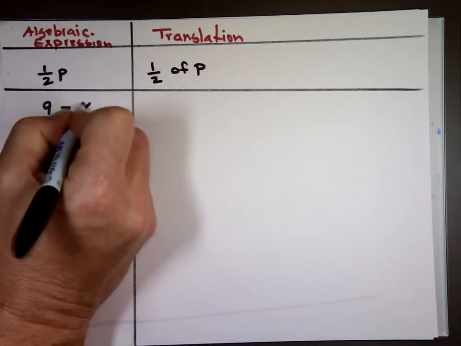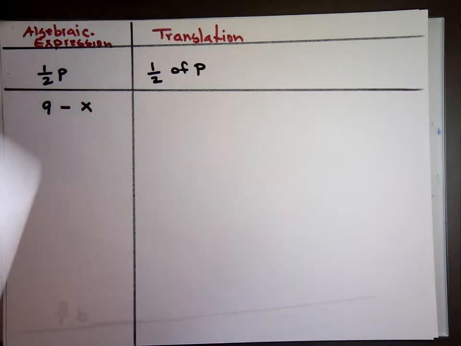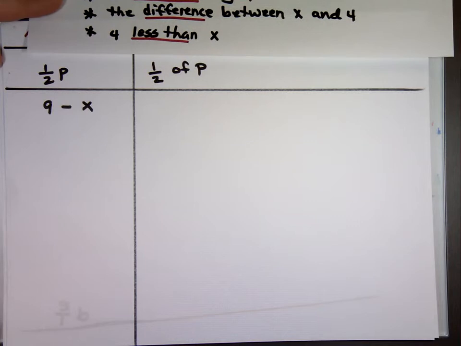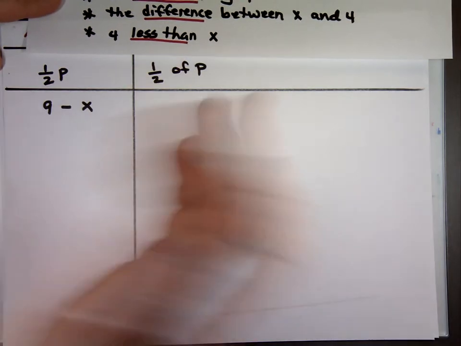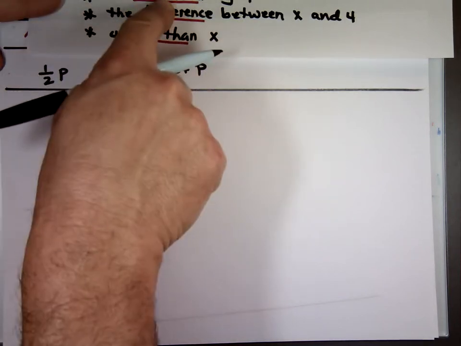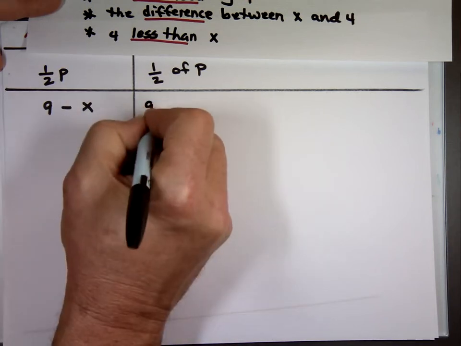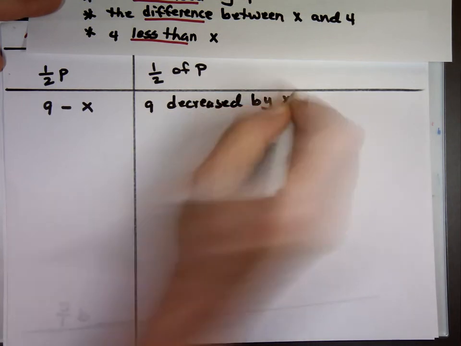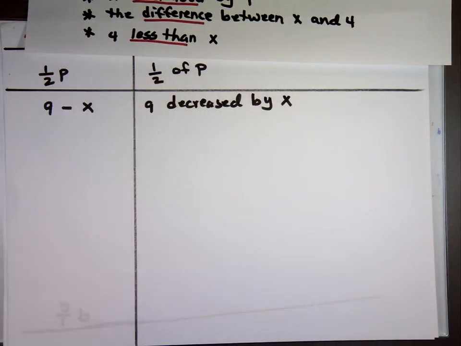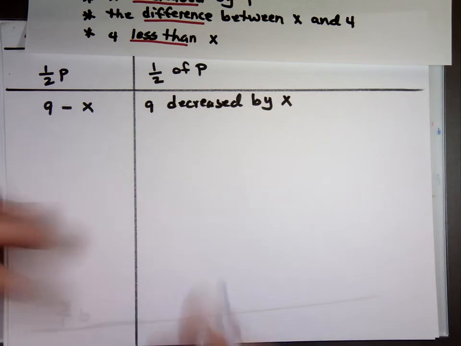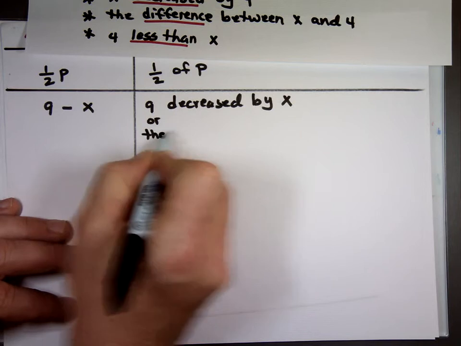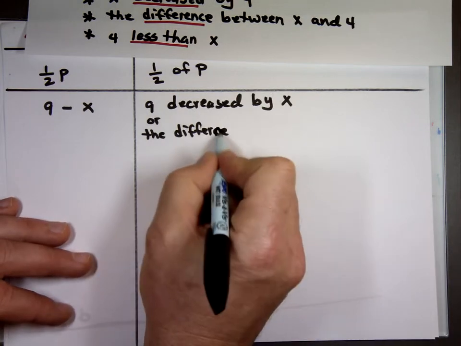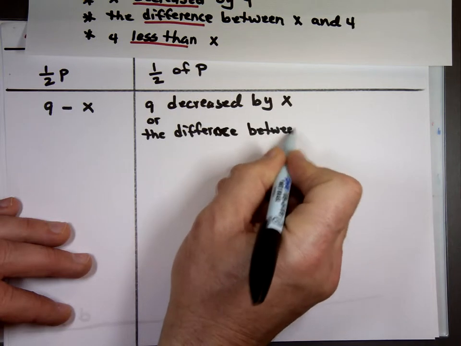9 minus x. Let's look at subtraction. Choice words for subtraction: minus, decreased, the difference, or less than. It's up to me. I can choose any one of them. I'll mix and match. If I'm going to use decreased, I'll say 9, because that's the first one, 9 decreased by x. Not x by 9, 9 by x, because I wrote the 9 first, x second. I'm subtracting x from 9. So I'm going to lower 9 by x amount. Or I can say the difference between 9 and x.